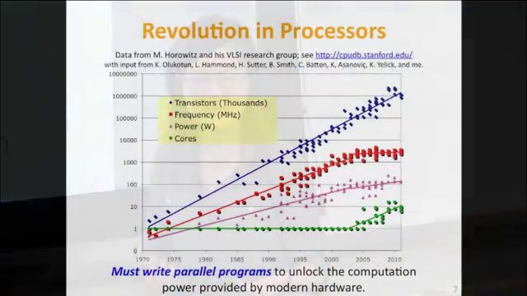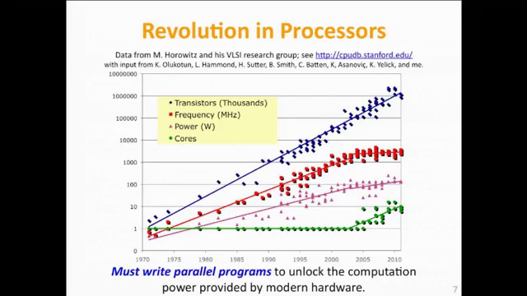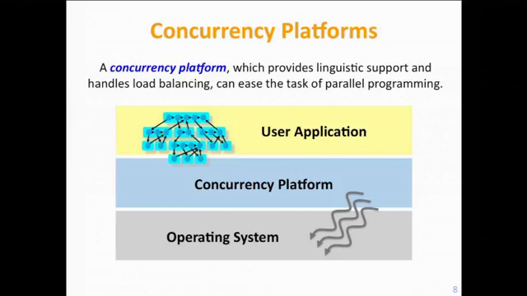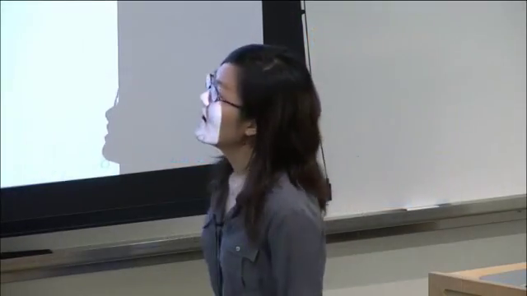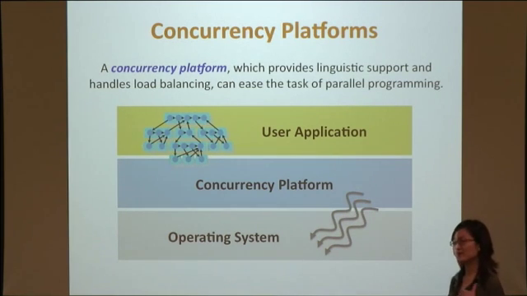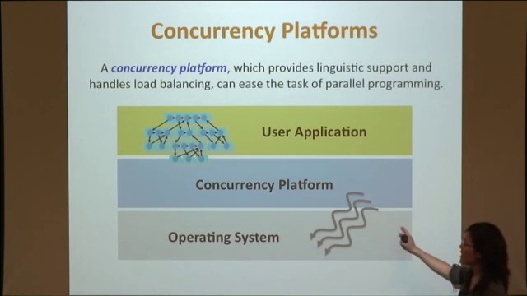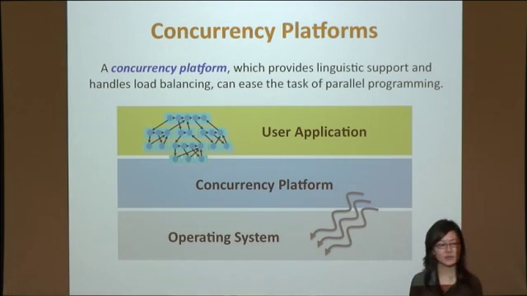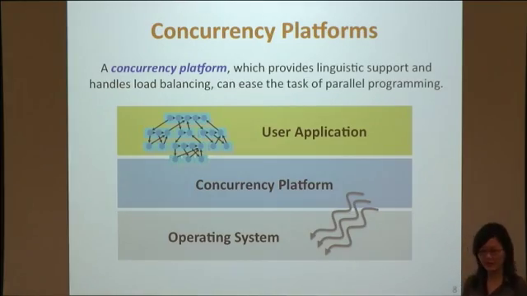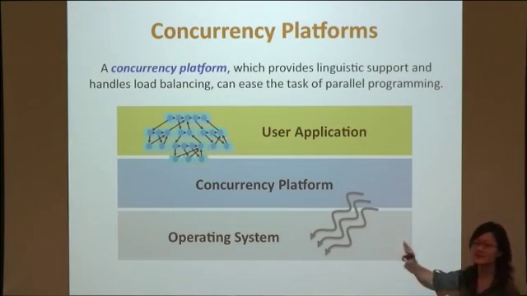So what that means is that now we have to write parallel programs in order to unlock the computation power provided by modern hardware. But unfortunately, writing parallel programs is not as easy as writing serial code, and I'm sure you can all sympathize with that. I believe a concurrency platform can help make writing parallel programs easier. A concurrency platform is a software abstraction layer that runs between the user application and the underlying operating system, and provides a linguistic interface for the user to specify the parallelism of their application. The software abstraction layer handles load balancing and task scheduling for the user code. Okay.